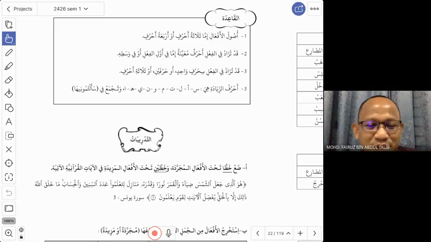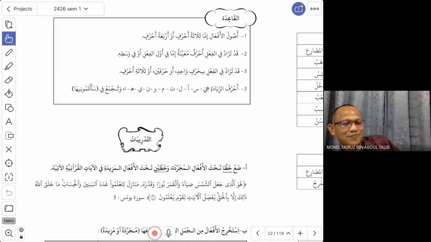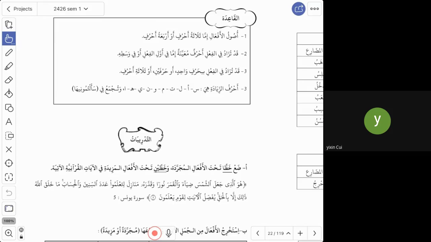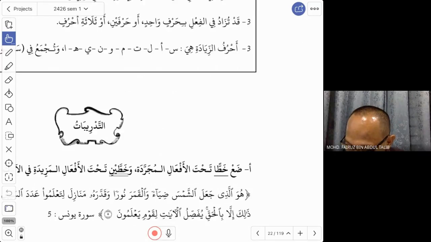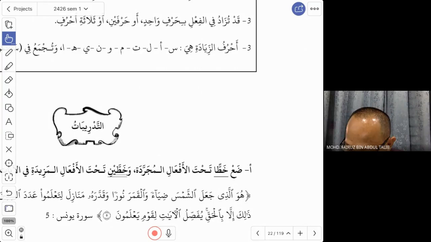If you have 1 million words, do you want to memorize all 1 million words? Of course, for 10 words, yes, you can memorize. For 20 words, you can memorize. But for 1 million words? For example, I give you this word.